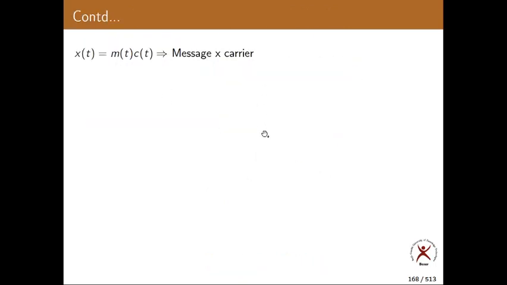Now let us continue with x of t equal to m of t into c of t. Here your message is being multiplied with the carrier. Now this is the spectrum. I am not writing all the things because we have already done these kinds of calculations in the case of AM. Just remove the carrier component and you are left with this spectrum, isn't it? We have done this already.